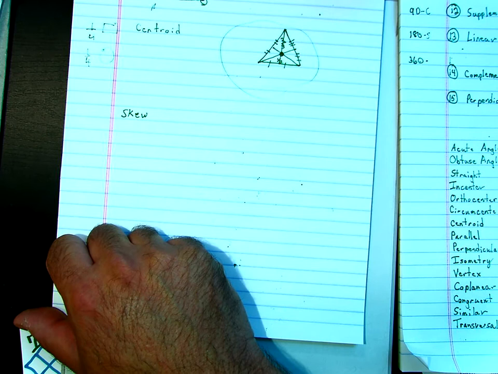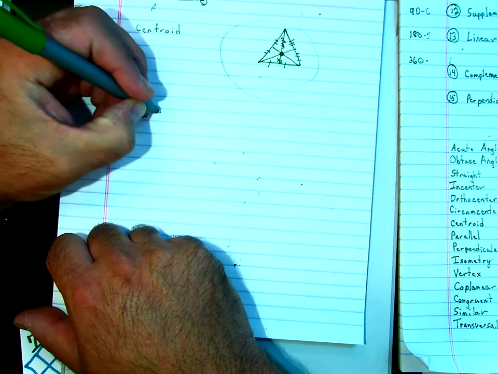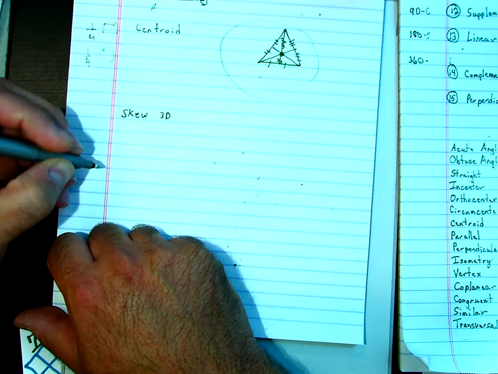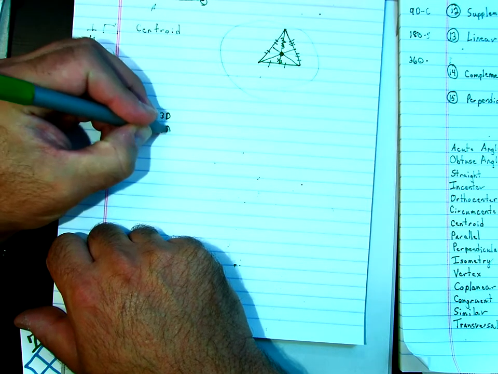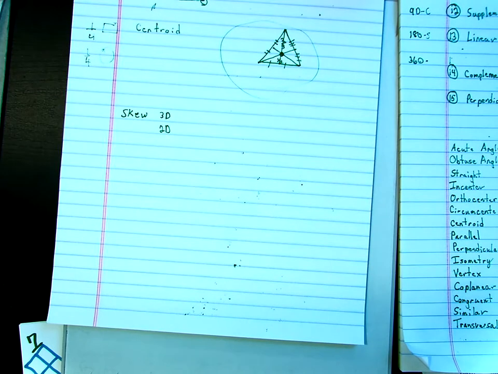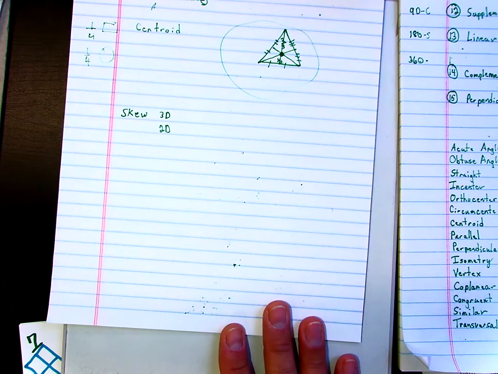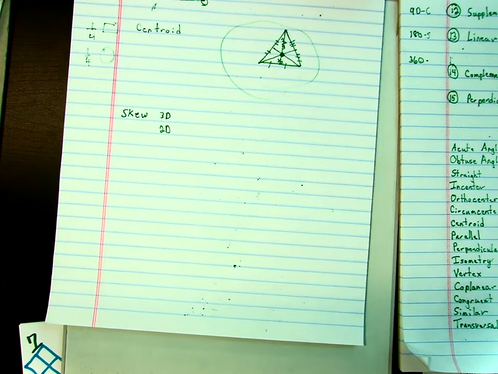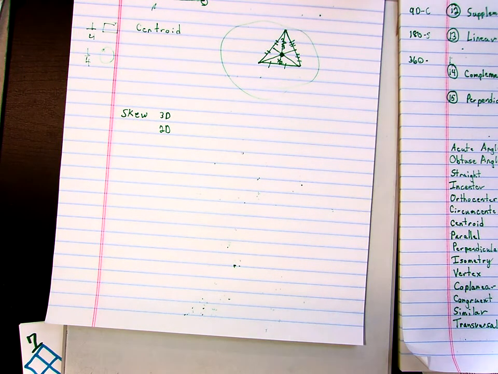Skew. Those are two lines that don't touch but aren't on the same plane. Let me give you an example. Skew happens in 3D. Parallel happens in 2-dimensional. I'll use the room as an example. This is a 3-dimensional object, what we would call a rectangular prism. This room is a rectangular prism.